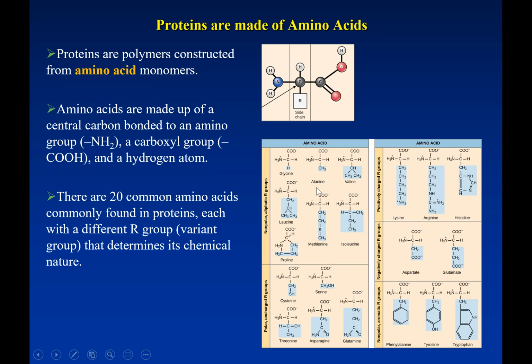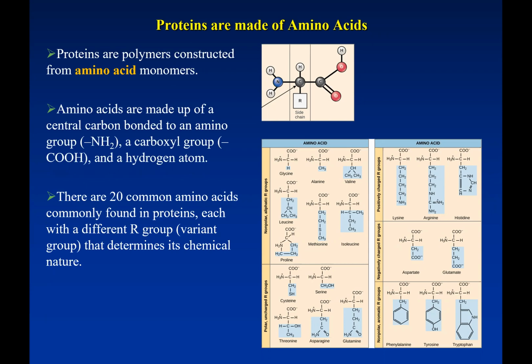For example, you can see glycine, alanine, valine, leucine, methionine, isoleucine, proline. They are all non-polar. And here are some examples of positively charged R groups like lysine, arginine, and histidine. Aspartate and glutamate are negatively charged. And then we have some non-polar R groups like phenylalanine, tyrosine, and tryptophan. Polar uncharged groups are like cysteine, serine, threonine, asparagine, and glutamine.